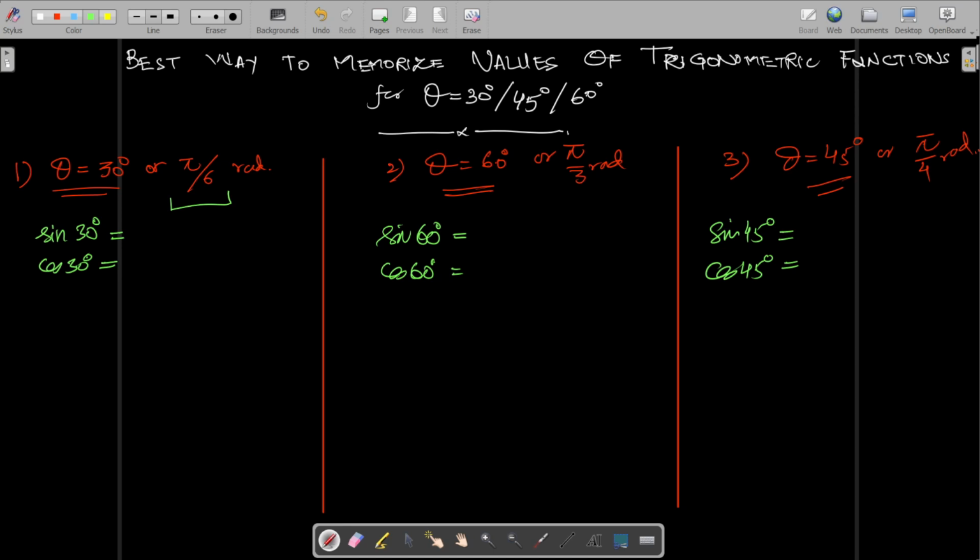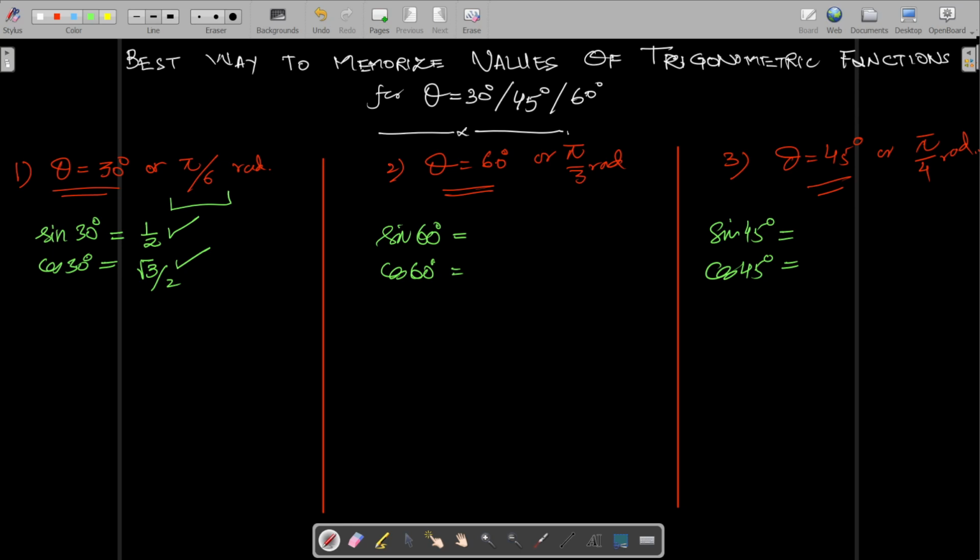If you know the value of sine 30 and cosine 30, you can determine the values of the rest of the trigonometric functions. Everybody knows that sine 30 degrees is 1 over 2 and cos 30 degrees is radical 3 over 2. If you know these two values, you can determine very easily the rest of the values of trigonometric functions for 30 degrees.